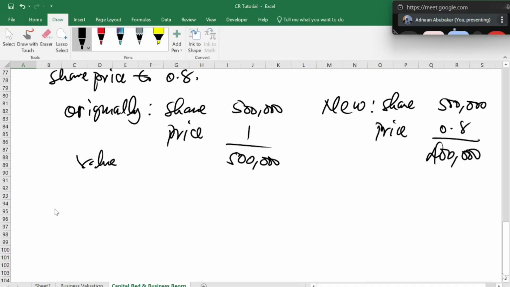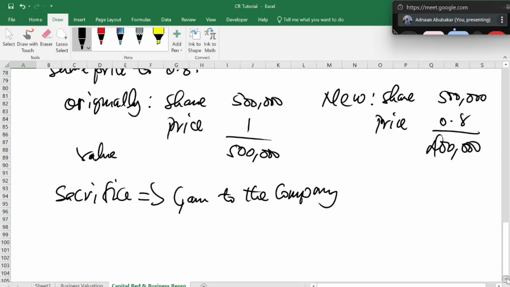Have you seen the sacrifice that they are making? Do you understand the sacrifice that the shareholders are making? Are you with me? Is it a gain to the company or a loss to the company? The shareholders are making a loss, but the company is gaining. So how much is the company gaining? 100,000. So the sacrifice the shareholders have done is a gain to the company.